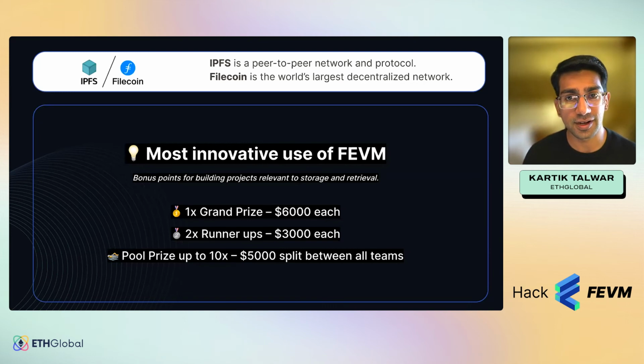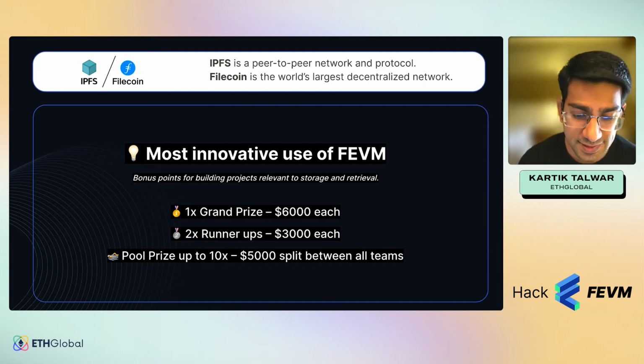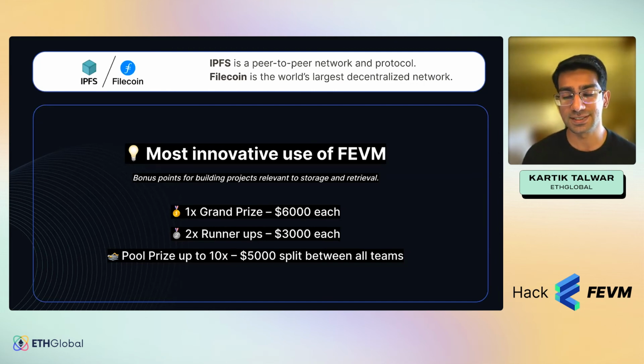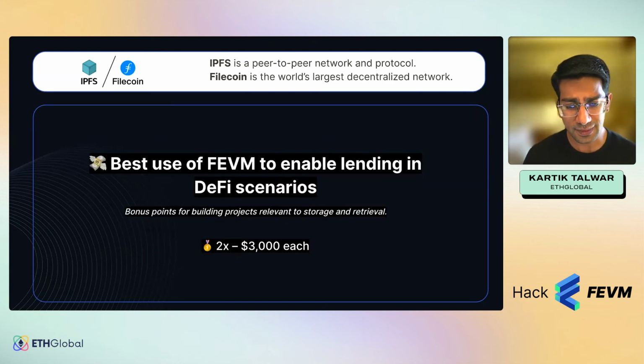So there's a lot of prizes that you can win for just building cool things on FEVM. The grand prize for the best and the most interesting project will be taking in $6,000. And there will be two runner-ups for the same category for the best and most innovative use, taking in $3,000 each. And then there are going to be 10 recipients who will be winning $500, who are also going to be qualifying for the most innovative use of FEVM.